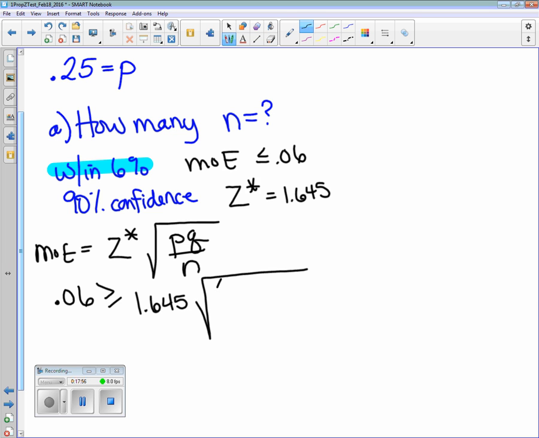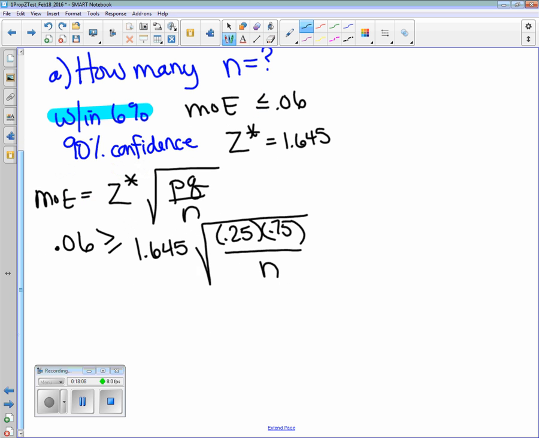Let's plug in what we know. 0.25, what's Q? 0.75, good, April. And I'm solving for N. Okay? This is algebra 2. This and only this, believe it or not, is the only reason why you need to have algebra 2 to come to this class. This one little formula. Okay? So how do I solve for N?